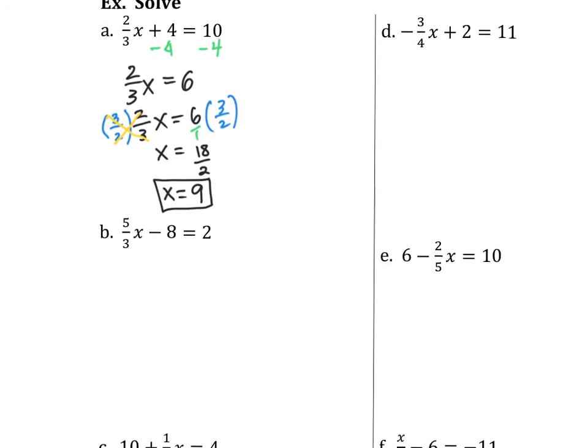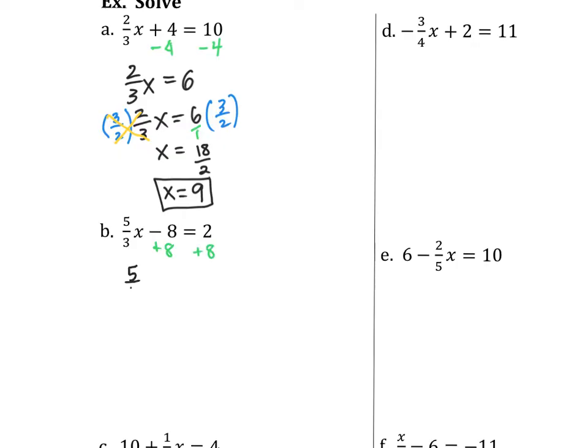I'm going to go ahead and do the next one. If you feel good, you can move ahead. I can see 5/3 x minus 8. I'm going to leave the 5/3 x alone. I want to cancel the minus 8 first. The opposite of minusing 8 is plusing 8. Then I'm going to bring down the 5/3 x. The 8's cancel, equals 2 plus 8 is 10.